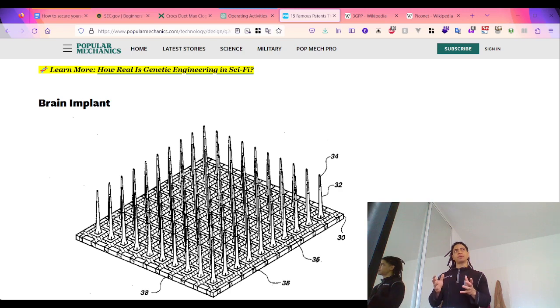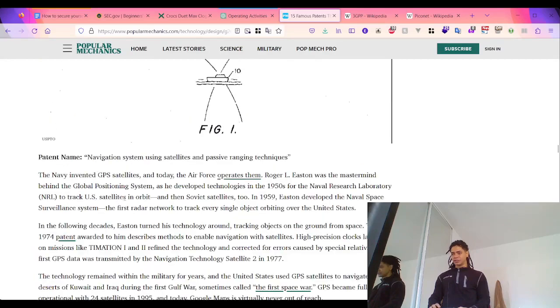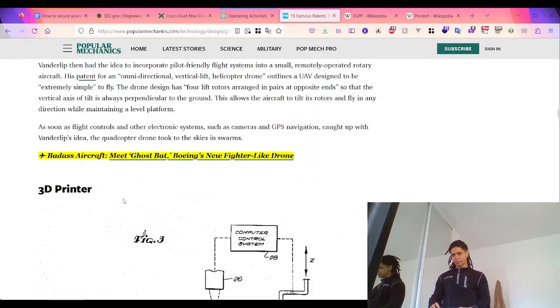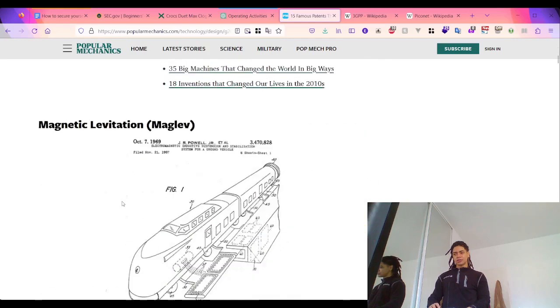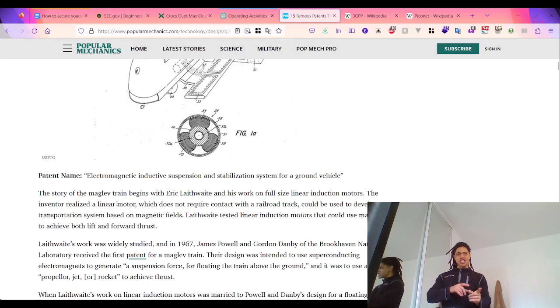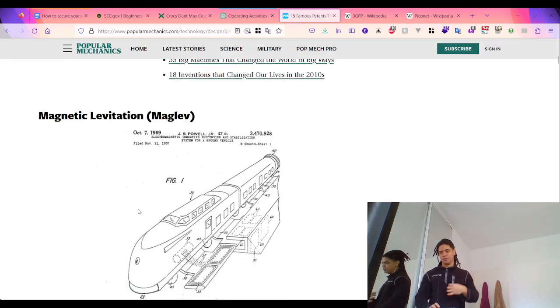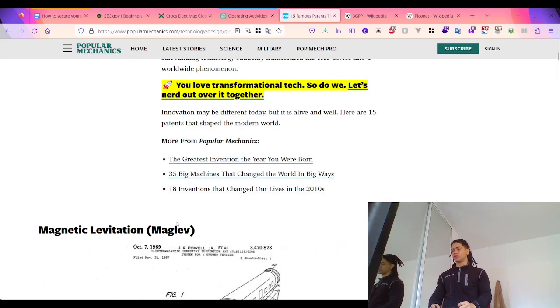So, electronic devices or electromagnetic, like this electromagnetic inductive system for stabilization. So electromagnetic systems, this is very, very important to know and to remember, especially in the world that we live in right now, the maglev.